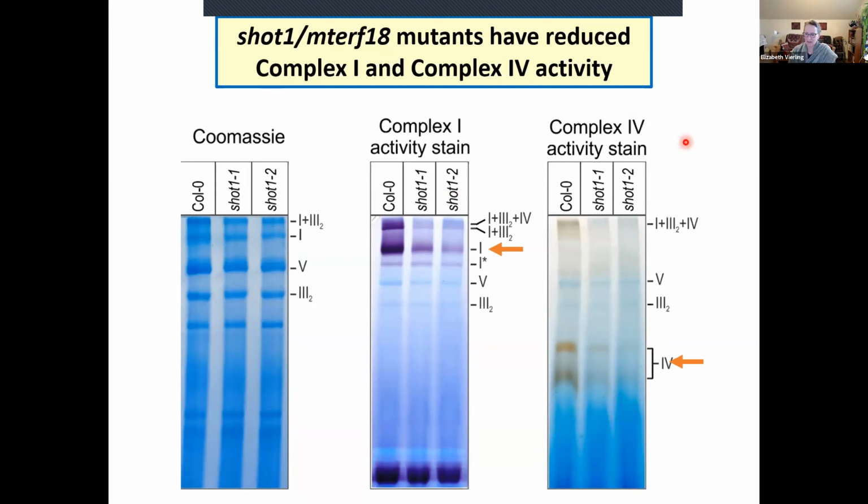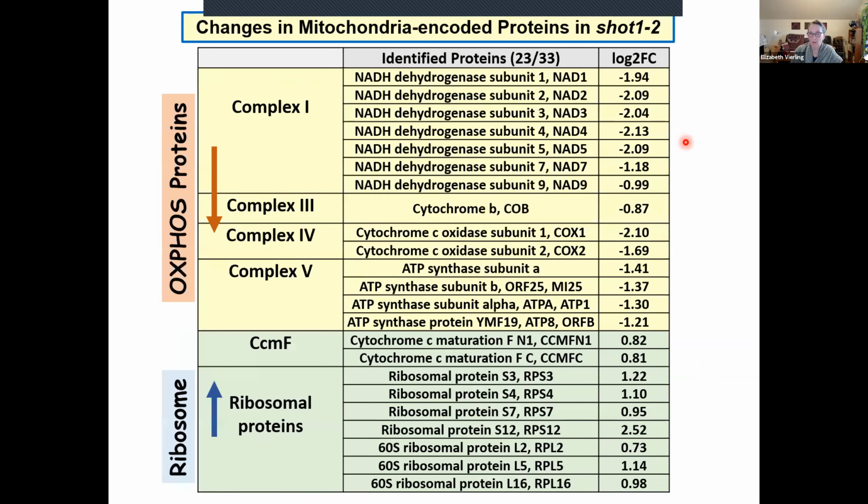But then related to the fact that the mTERF proteins are believed to be involved in mitochondrial gene expression, if we look more specifically at the mitochondrial proteome, at those genes that are encoded by the mitochondria, we find again that all of the mitochondrially encoded proteins are greatly reduced for all of those complexes. In contrast, some other proteins are increased. So this again supports the fact that this gene, SHOT1, is involved in mitochondrial gene expression, as well as these results being consistent with the reduced production of reactive oxygen species.